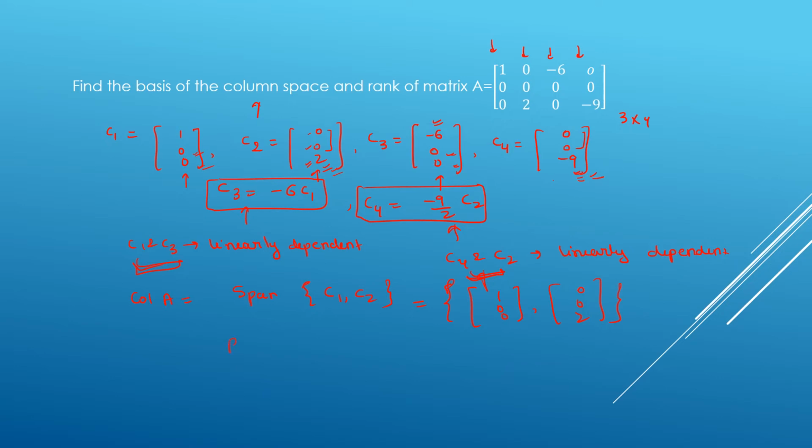Now what about the rank? It's the dimension. That means the number of vectors the column space has, or we can say the number of linearly independent vectors. So only 2 vectors are linearly independent. So rank is 2, right? So this is how you can do it.